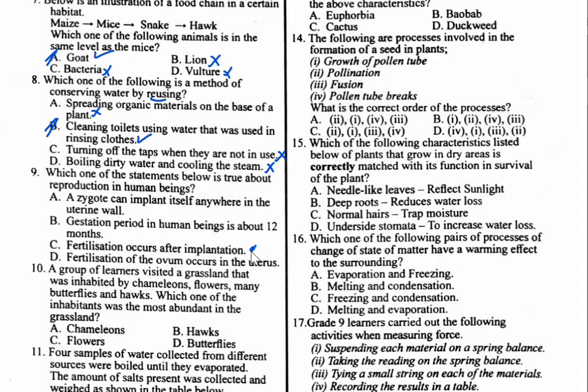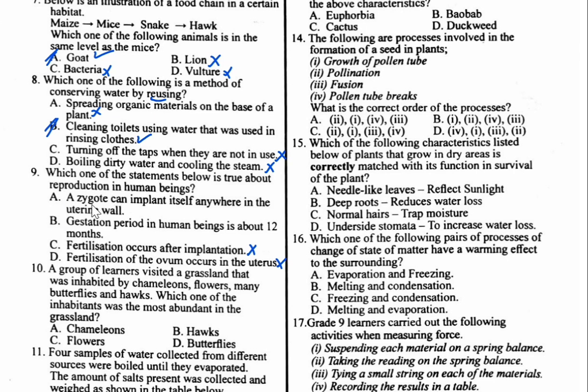To start with C, fertilization occurs after implantation. That is not true. Fertilization is the one that occurs first and then later implantation, whereby the zygote attaches itself to the uterine walls. What about D? Fertilization of the ovum occurs in the uterus. That is not true. You know that it occurs in the oviduct, not the uterus. So we remain with A and B.